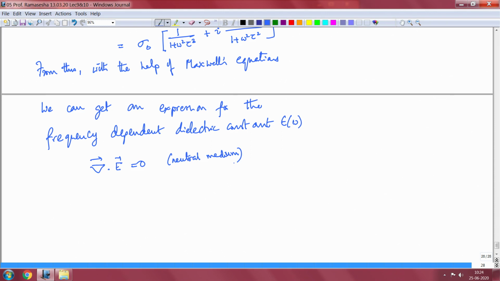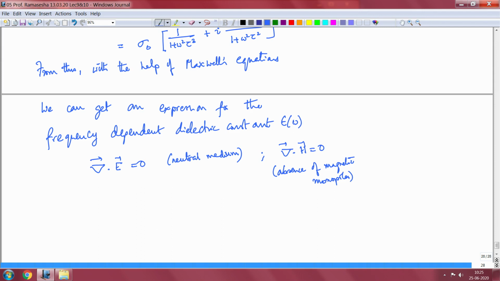And then we have the second equation, which is analogous for the magnetic field, which is del dot H equal to 0. This is always the case, and what it means is that it is the absence of magnetic monopoles. So you don't have a magnetic charge. So this is going to give me the absence of magnetic monopoles.